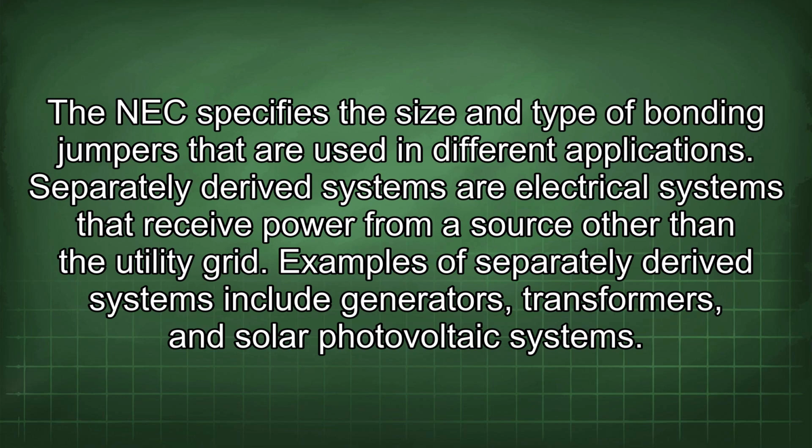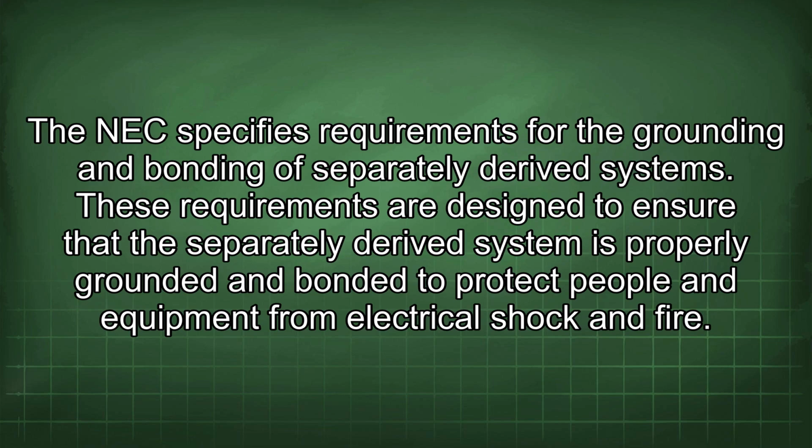Separately derived systems are electrical systems that receive power from a source other than the utility grid. Examples of separately derived systems include generators, transformers, and solar photovoltaic systems. The NEC specifies requirements for the grounding and bonding of separately derived systems. These requirements are designed to ensure that the separately derived system is properly grounded and bonded to protect people and equipment from electrical shock and fire.